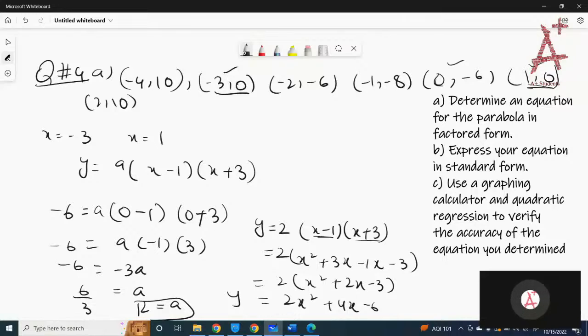Now you can use the graphing calculator and quadratic regression to verify the accuracy of the equation. You can use any graphing tool, like Desmos or anything your teacher used in your classroom. So this is the value of a and this is the equation in standard form. If you have any question, you can use the live chat option. Write the question in the chat box, and I'll explain your question.